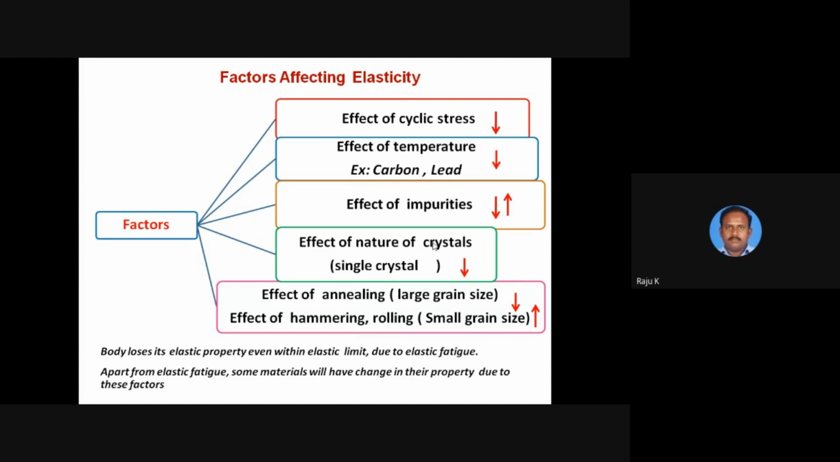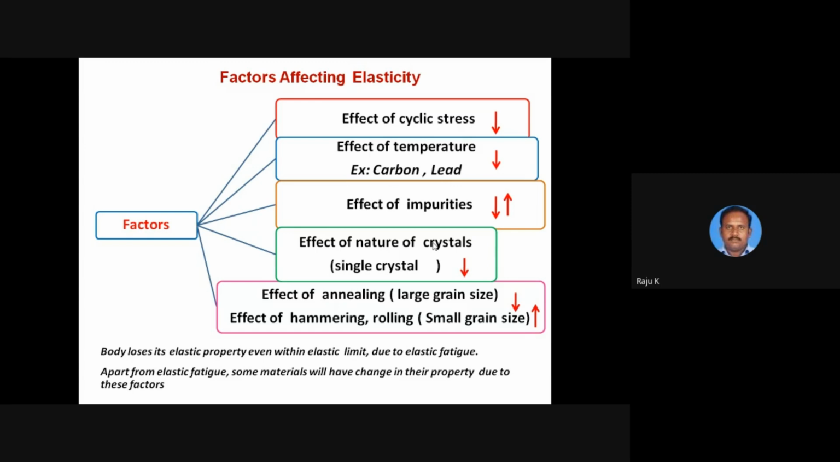So the impurities may either increase or decrease the elastic property of a certain metal. If the impurity has more elasticity, then the material to which it is added also increases in elasticity. If the impurity added has a less elastic property, that causes a decrease in the material, so the raw material's elasticity will decrease further. So the increase or decrease of the elasticity of the material depends upon the impurities that are added.